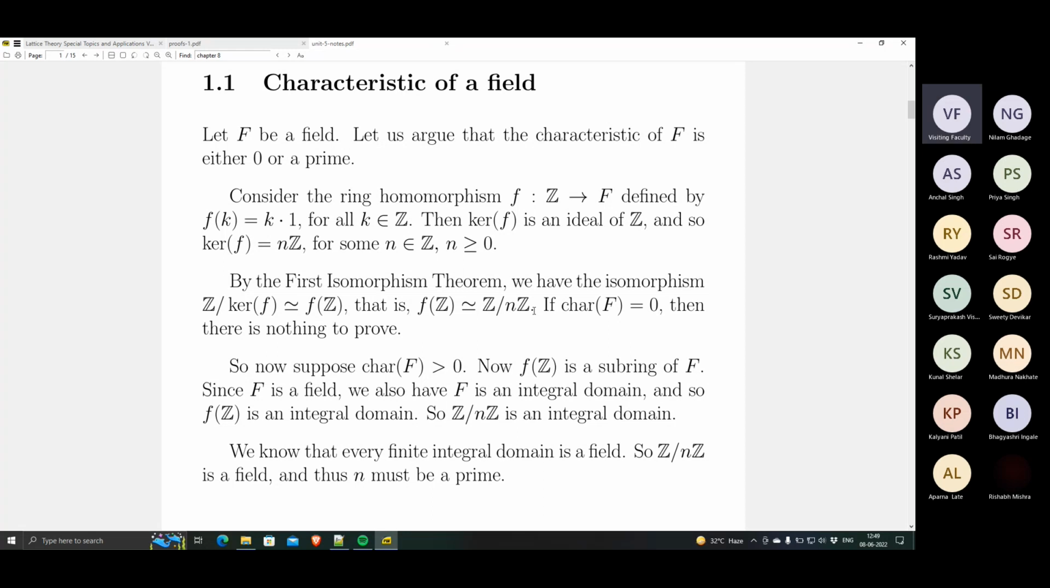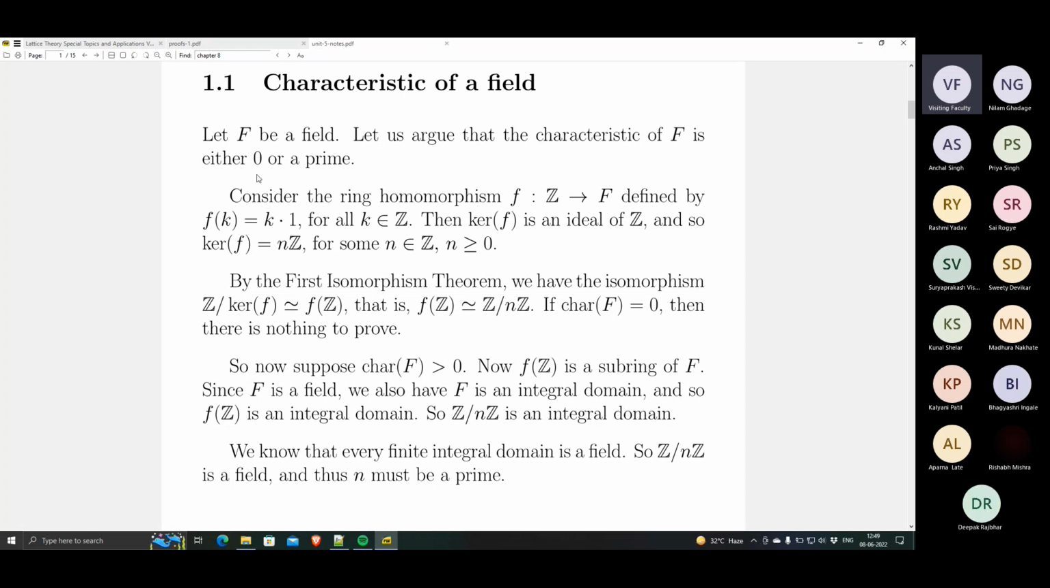All right, so this much we have. Now, what do we have to prove? We have to prove that the characteristic is either 0 or prime. If the characteristic is 0, then there is nothing to prove. So now let's suppose that the characteristic is not 0, so the characteristic is positive. But f of Z is sitting inside capital F, which is a field. So f of Z is a subring of F, in fact a subring where the multiplicative and additive identities are the same.